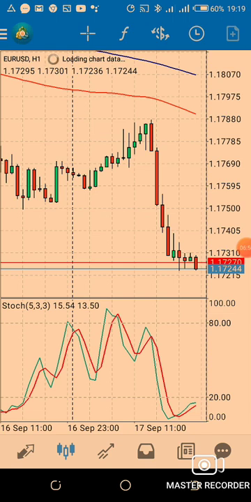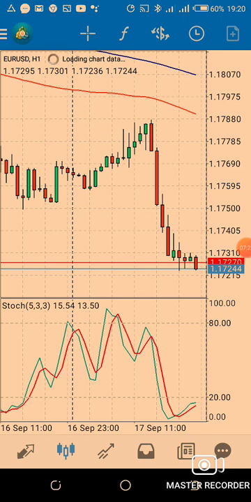Can you hear me now? Then there are things we need to do here for us to calculate our pivot point. First of all, now look at it under EURUSD. You are seeing some numbers there. For instance, 1.17295, 1.17301, 1.17236, 1.17243. I believe you can see all those numbers.